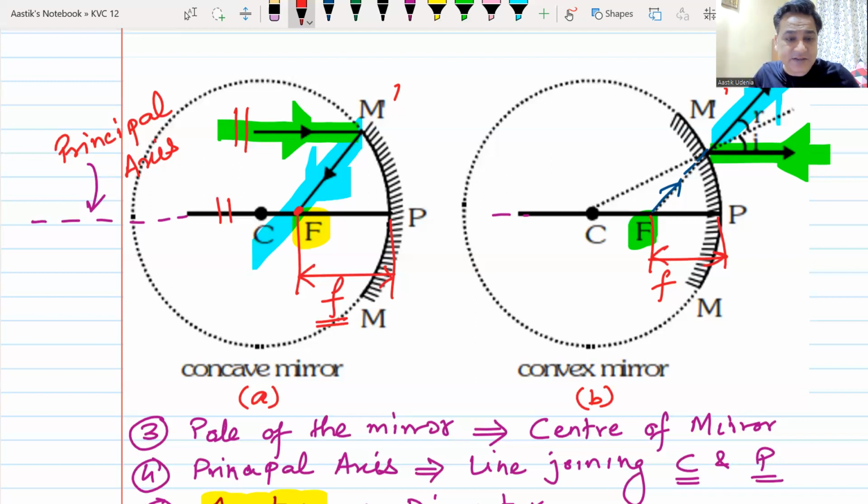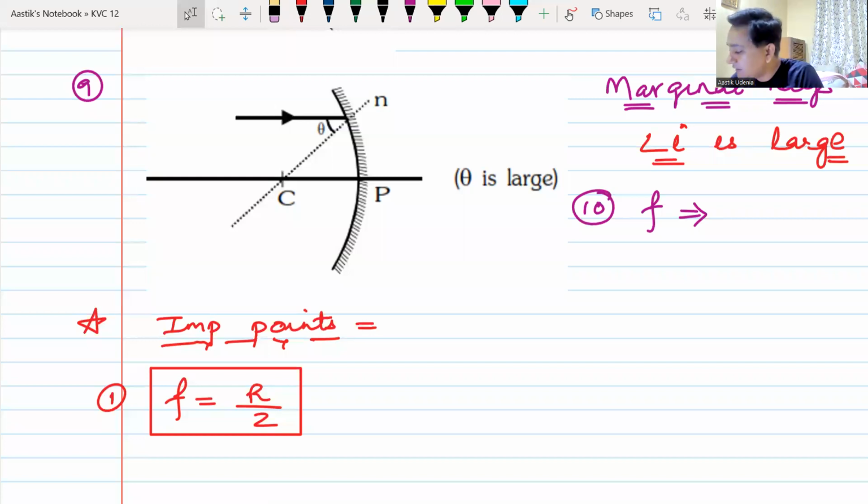Focal length f is the distance of the focus from the pole of the mirror. It is nothing but the distance of focus F from the point P, so focal length is FP. Since I've written what focal length is, now you can understand point number 1: f equals R by 2. The focal length of the mirror is the radius of curvature divided by 2.